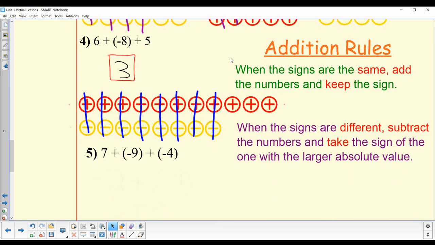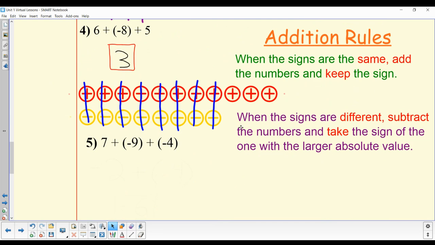Now, when you want to show your work algebraically, you can use the rules when doing problems instead of having to draw tiles or use a number line. So if I have 7 plus negative 9, remember, that's addition, you do the one that comes first. 7 and negative 9, the signs are different. When the signs are different, you subtract the numbers and take the sign of the one with the larger absolute value. So 9 minus 7 is 2, and since the 9 is negative, it's negative 2. And then I would copy the things I did not use. I did not use the plus, I did not use the negative 4. I copy them. And now I would do negative 2 plus negative 4.